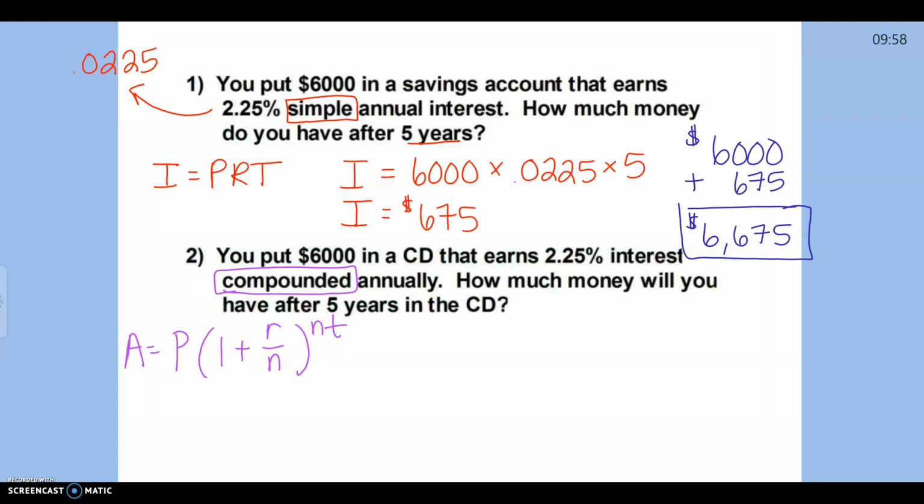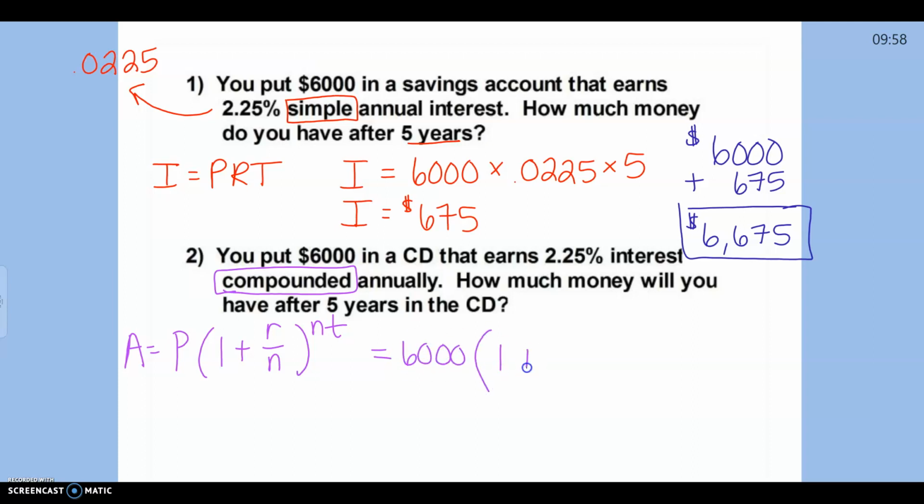Okay, the word compounded means that formula. So then, the cool part about compound interest is that this A is your total amount in your account, so you don't have to go back and add it in like we did with simple interest. So we're going to plug everything in. So P is still how much you start with. So you still start with $6,000.